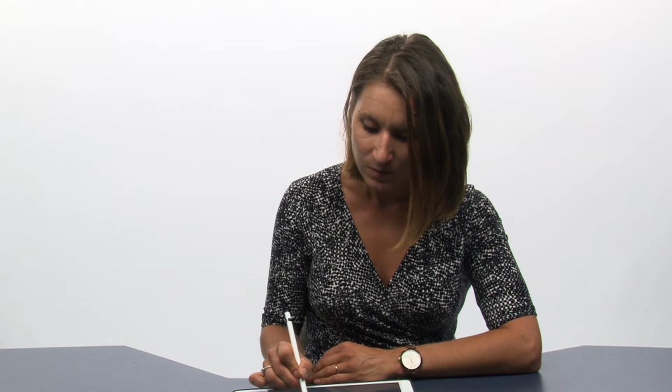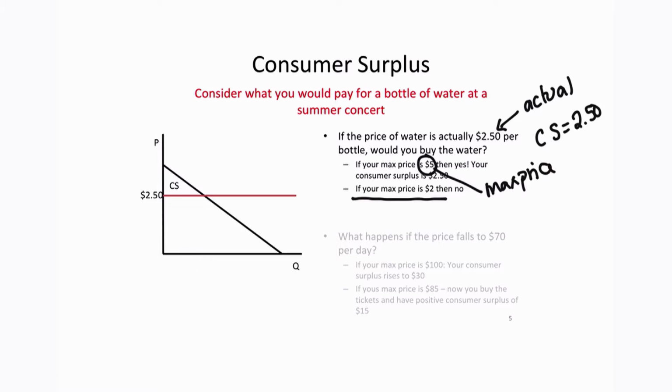Now, if your maximum price was only $2 and the actual price is $2.50, you wouldn't buy the bottle of water. So therefore, as you can see, the consumer surplus is going to be the area below our demand curve and above the price.